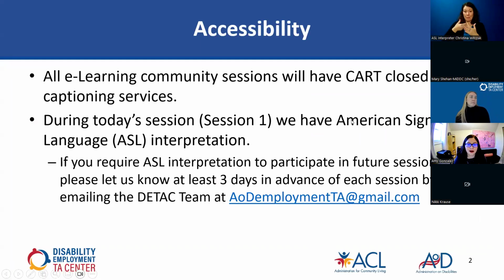Before we get started, we want to talk about the accessibility that we have during this e-learning community. We all have closed captioning services. For today's session, as you can see, we hope you can see the ASL interpreter. She is pinned. If you require interpretation to participate or any other accommodation in the upcoming sessions, please email aodemploymentta@gmail.com at least 3 days in advance of the next session so that we can take care of that and have that service set up for you come the next meeting on March 12th. Next slide, please.